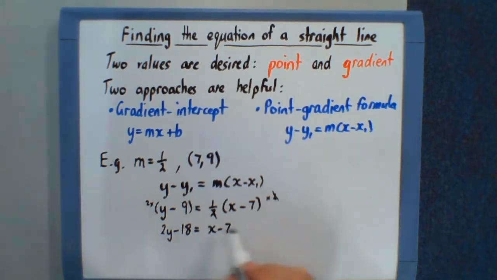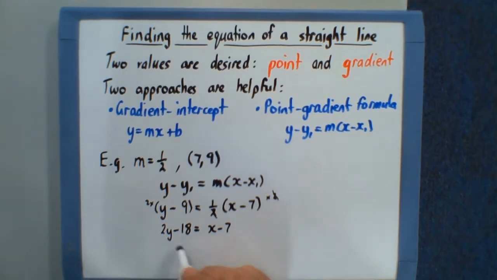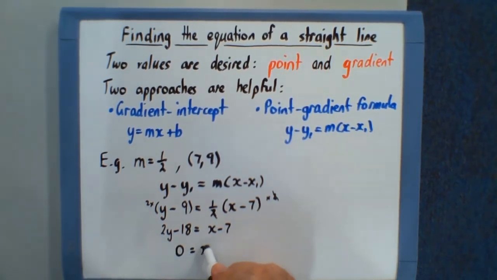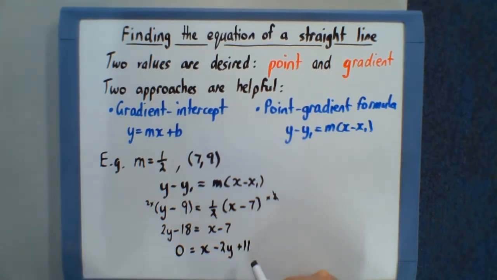And then we swap the things onto the right side. We want to get a positive x, so I'll move everything from the left to the right. Got to take away 2y. Got to add 18. So negative 7 plus 18 turns out to be positive 11. So there's my equation in the general form.